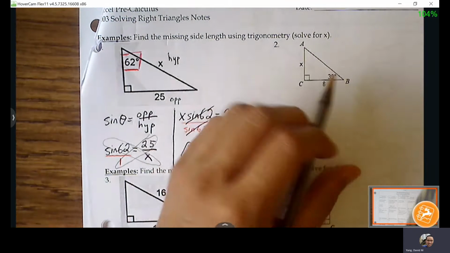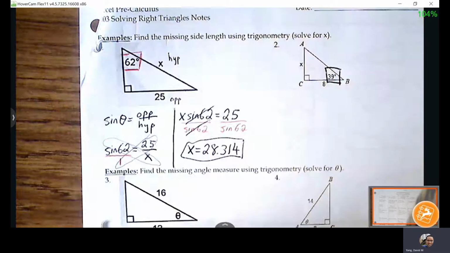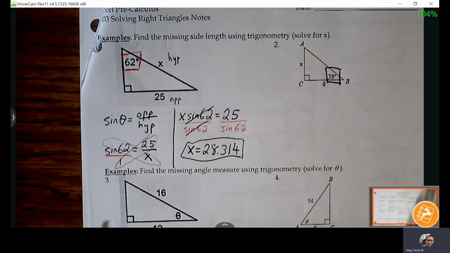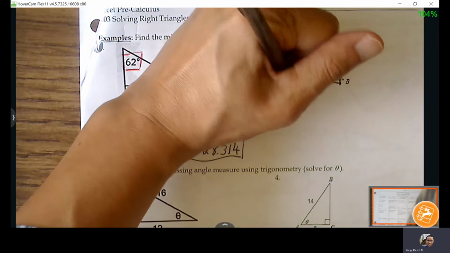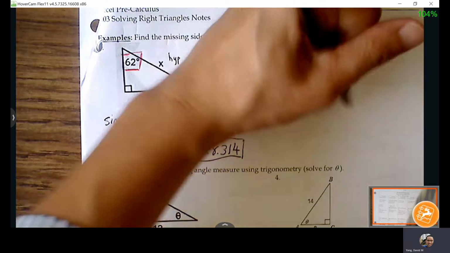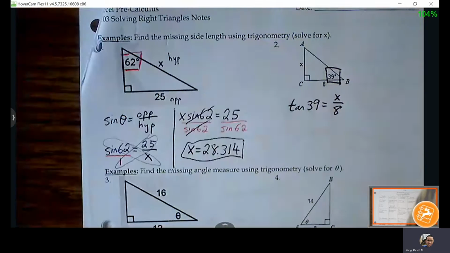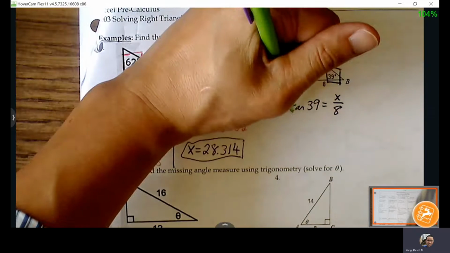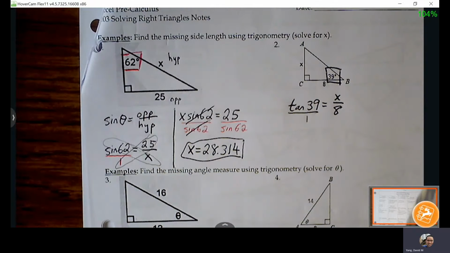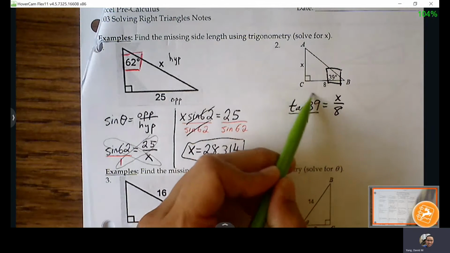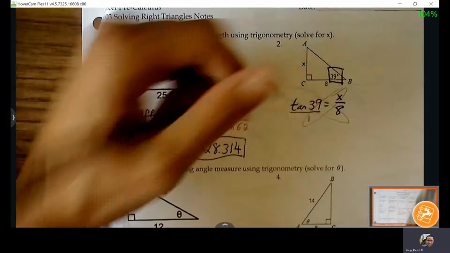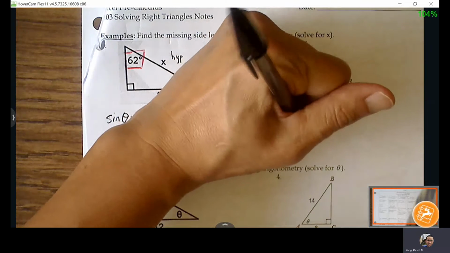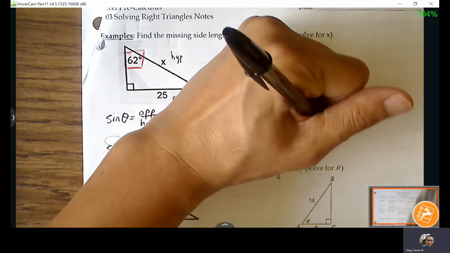Okay, so we're targeting that 39. We see the x and 8 are defined, so we'll let x be opposite. 8 is the adjacent, so we'll say tangent of 39 is equal to x over 8. Okay, we put that over 1. Cross product. So now we're left with x equals 8 tan 39.